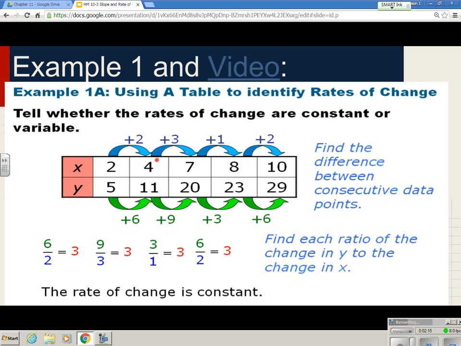So from 2 to 4, it's a change of 2. So we get the 2 down here. 4 to 7 is a change of 3, right there. 7 to 8 is a change of 1. And 8 to 10 is a change of 2.